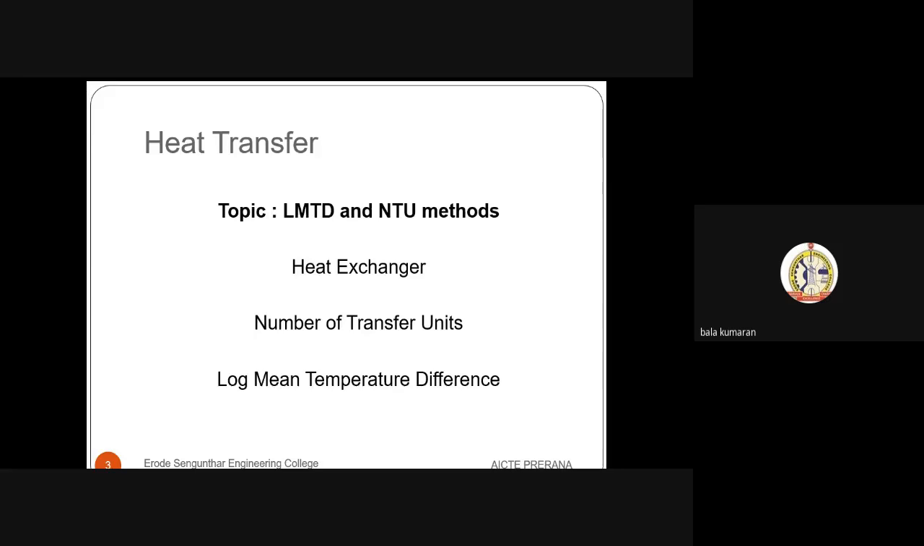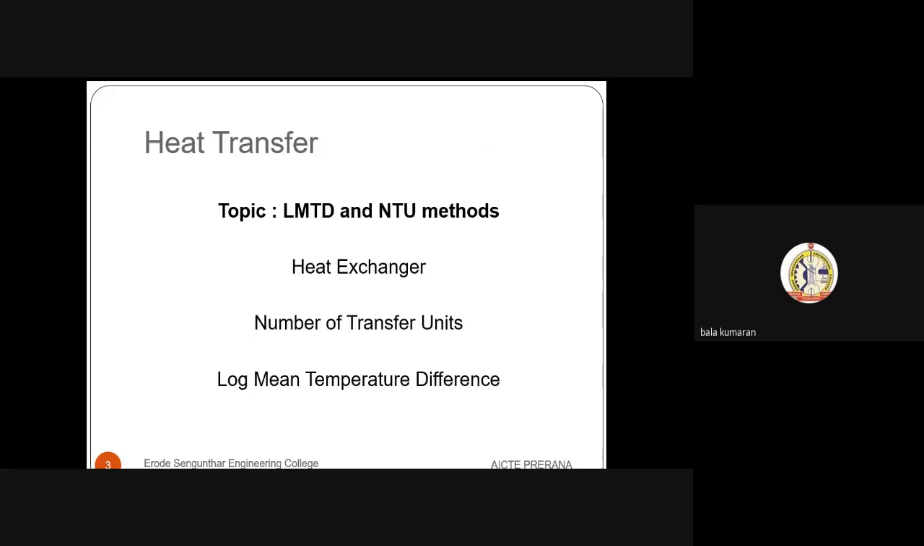Before going to the topic, you should know about the heat exchanger, and then about the number of transfer units, which means NTU, and another one known as LMTD, which is the log mean temperature difference, or logarithmic mean temperature difference. Fine. Before going to that, we should know what a heat exchanger is, right?